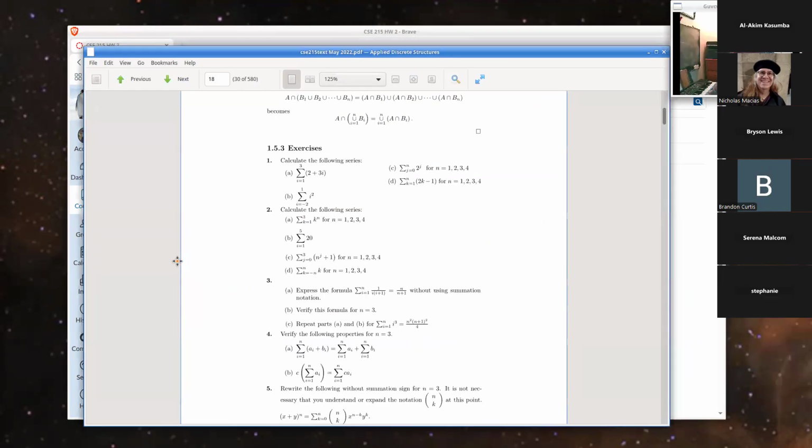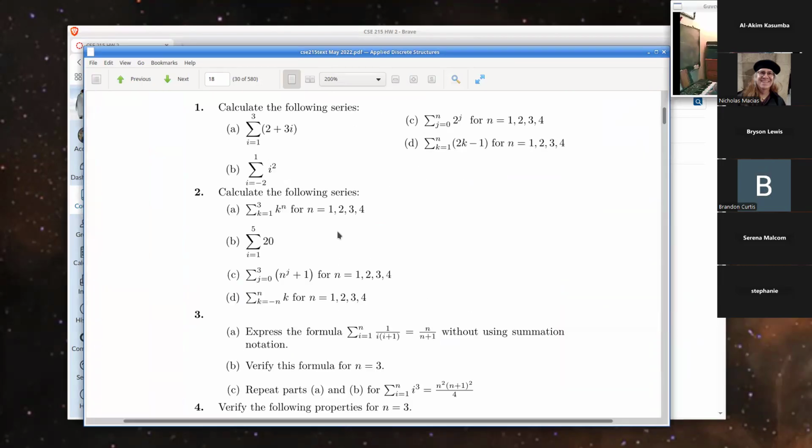Some details on question 2. Question 2 actually has 13 questions to it. So part A, you're asked to calculate this sum from k equals 1 to 3 of k to the n. Well, what is n? First, set n equal to 1, calculate this summation, give me the answer. Then set n equal to 2, calculate this summation, give me the answer. Same for 3, same for 4. So for 2a, you got 4 different answers, one for each of those cases.